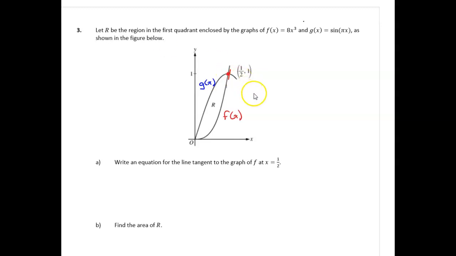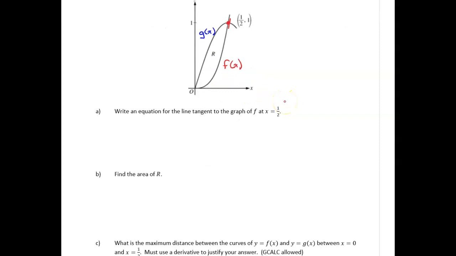All right, so let's think about this. If f of x is equal to, what did I say that was? 8x cubed. Its derivative, going all the way back to differentiation here, well, 8 times 3 is 24, and that will be 24x squared.